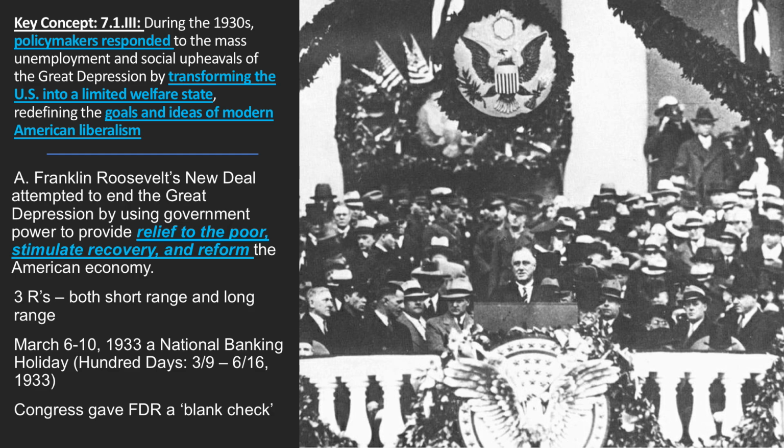So the 3 R's are both short range and long range in nature, and they also kind of interact with each other. You can't always say that it's 100% relief, recovery, reform, but it's pretty doggone close when we come to these. They're also known as the alphabet soup, because FDR loved acronyms. And there are dozens and dozens of them. Do you have to know all of them?